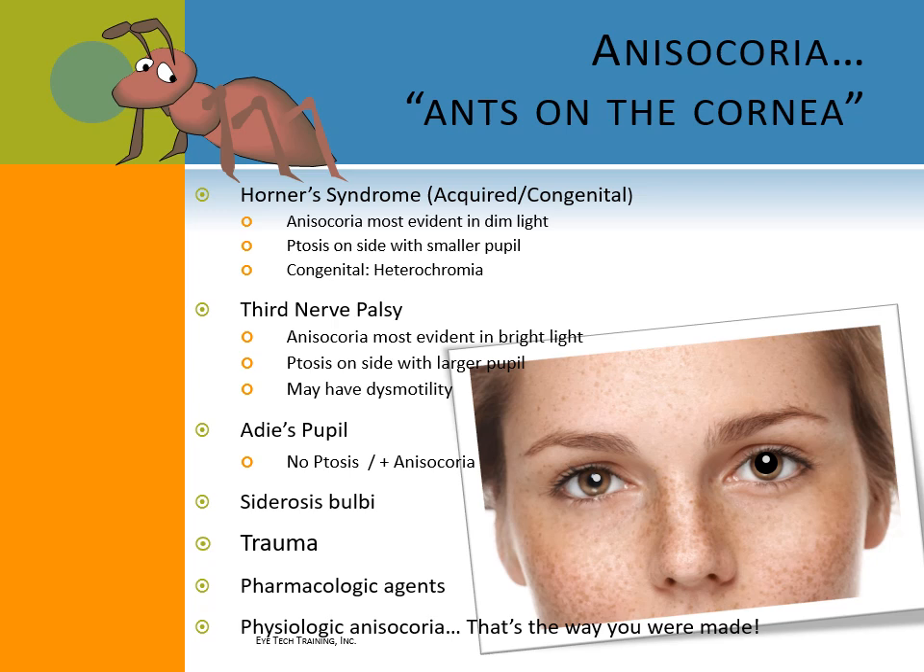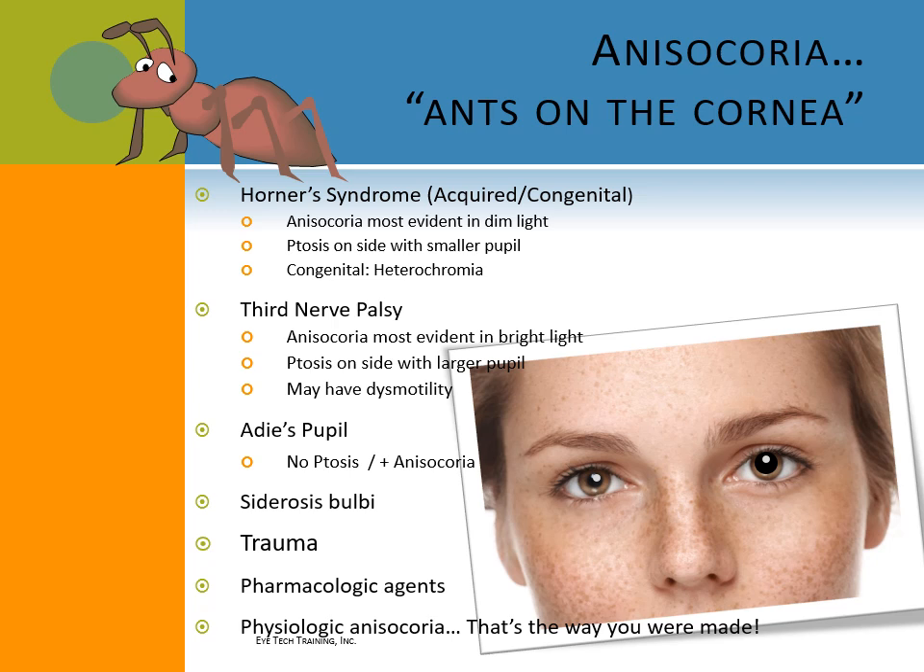They also may have a dysmotility. Typically their eye will be deviated down and out. An Adie's tonic pupil will have a large anisocoria like the picture here, but they will not have a ptotic lid. If you see an anisocoria and no lid ptosis, you should think Adie's tonic pupil.